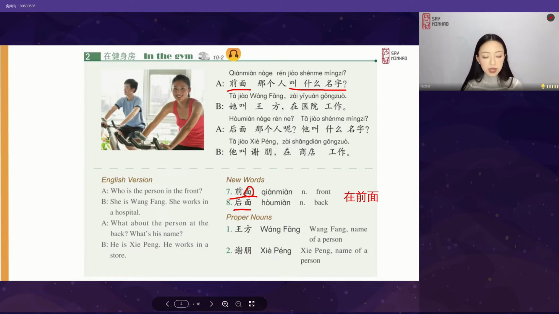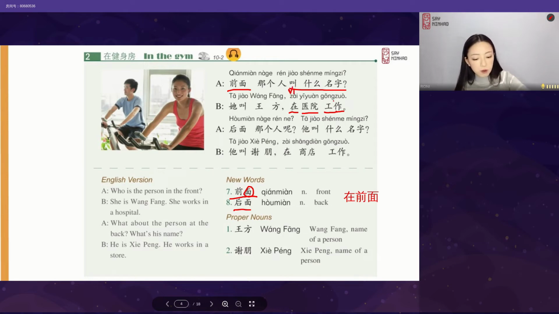And B answered, 她叫王芳. Her name is 王芳. 在医院工作. Let's see it. 在 a place, do something. This is the structure we've learned before. It is the series of verbs, the verbs in series, right?